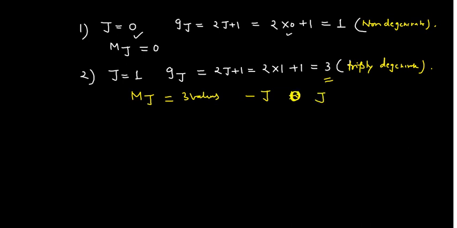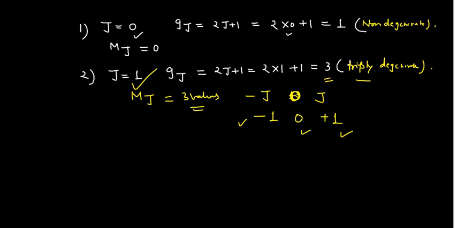So what was the value of j here? 1. So you can write minus 1 here, 0 is already there, and this is plus 1. So this mj has threefold degeneracy, 3. What it means is that it can have 3 values of your mj. That means 3 different orientations of your angular momentum are possible in that case, and that would be shown by the values minus 1, 0 and plus 1. This is what I am trying to explain.